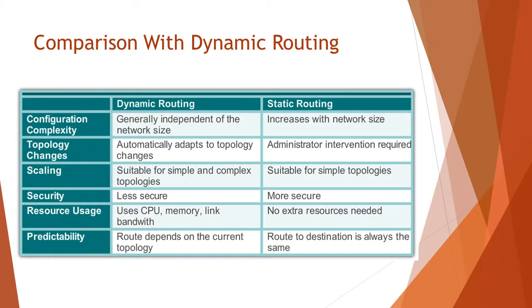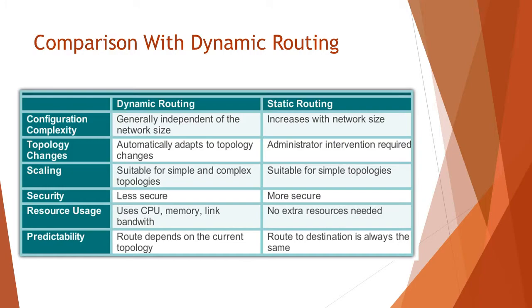Here are the differences between dynamic and static routing. In configuration complexity, dynamic routing is generally independent of the network size, and static routing increases with network size. For topology changes, dynamic routing automatically adapts to topology changes, but static routing requires administrator intervention.